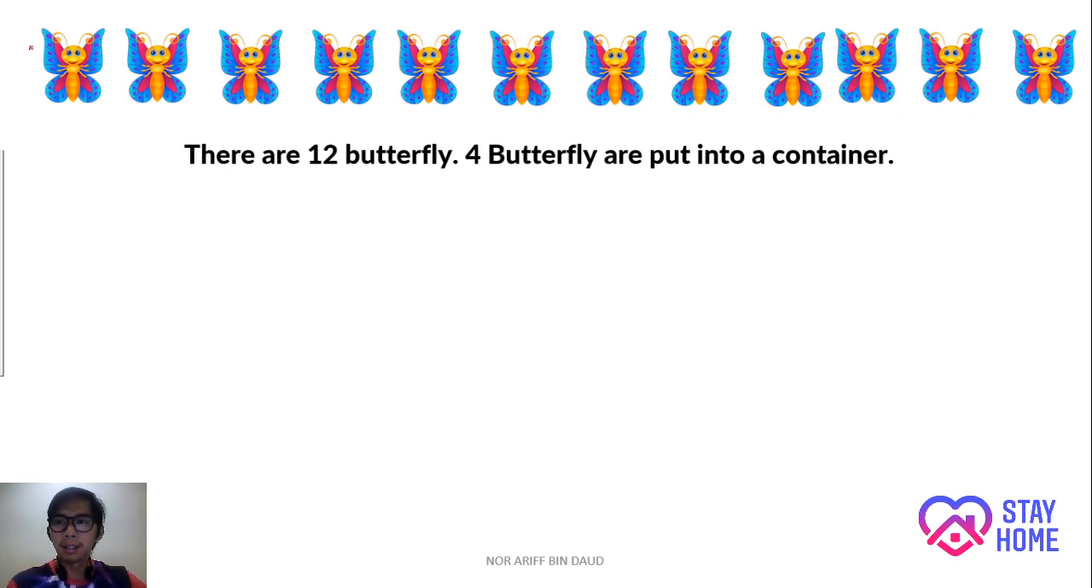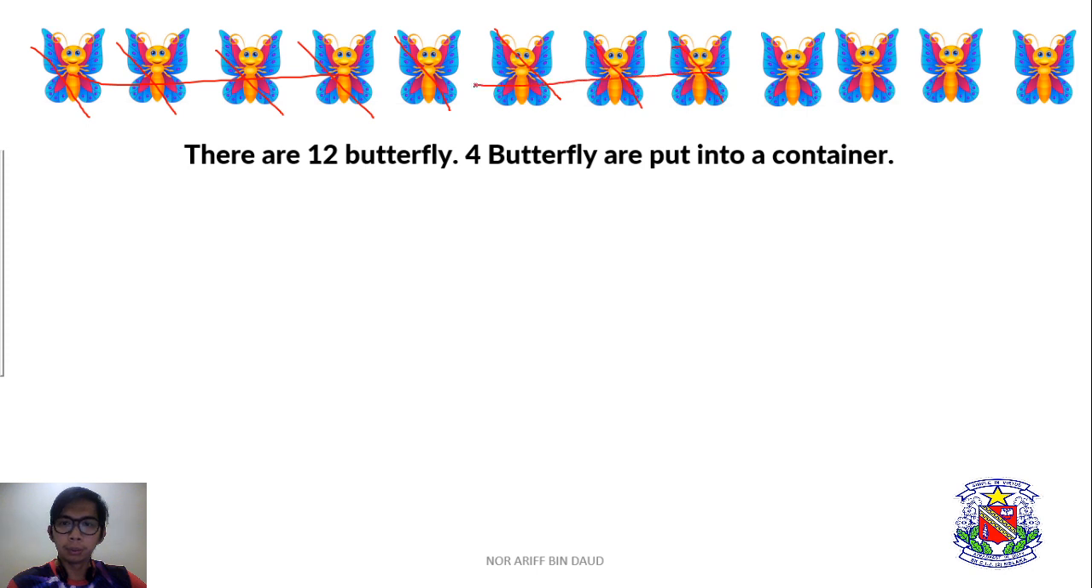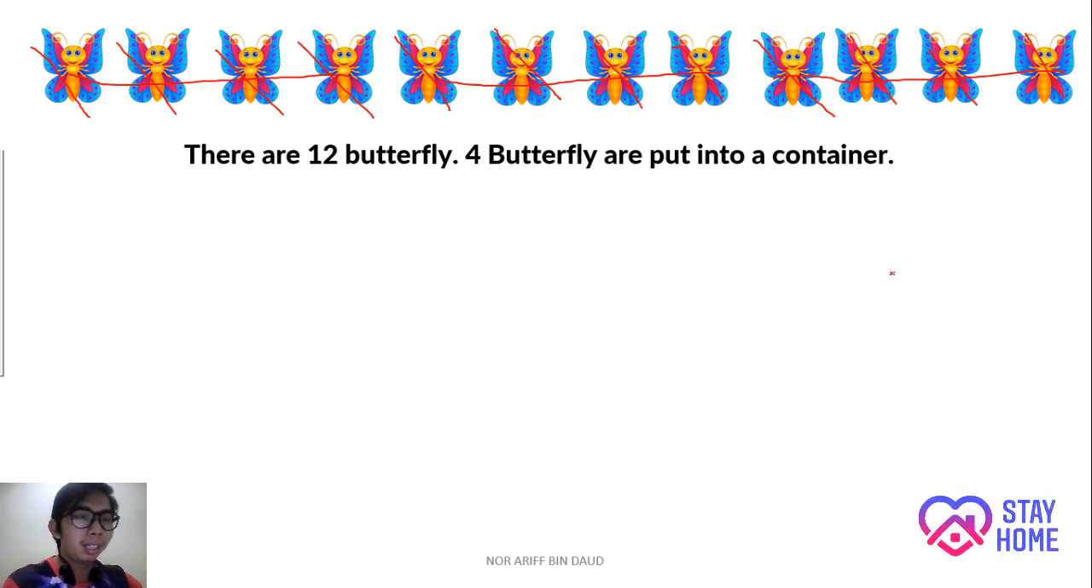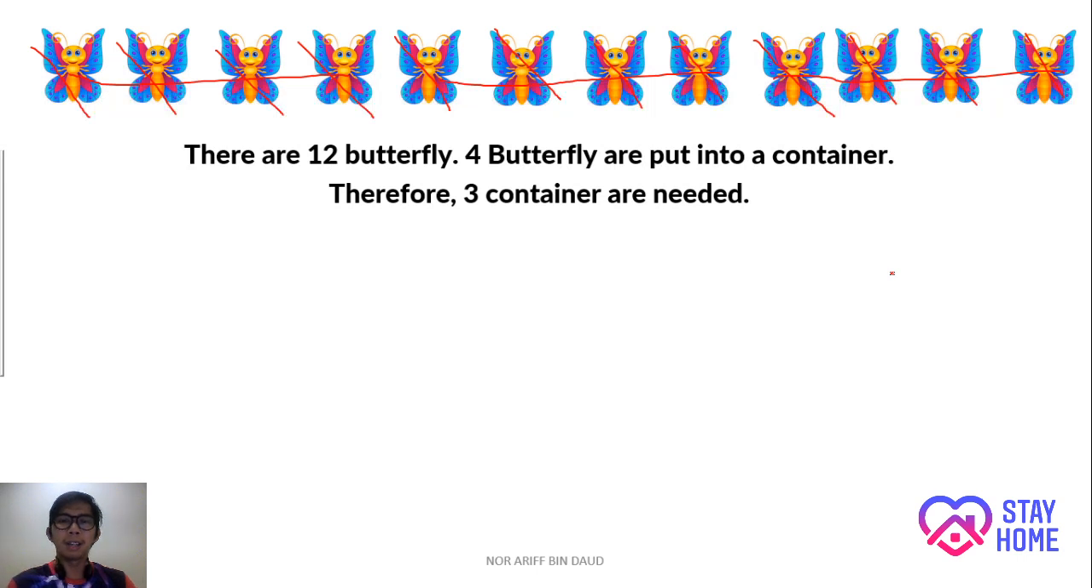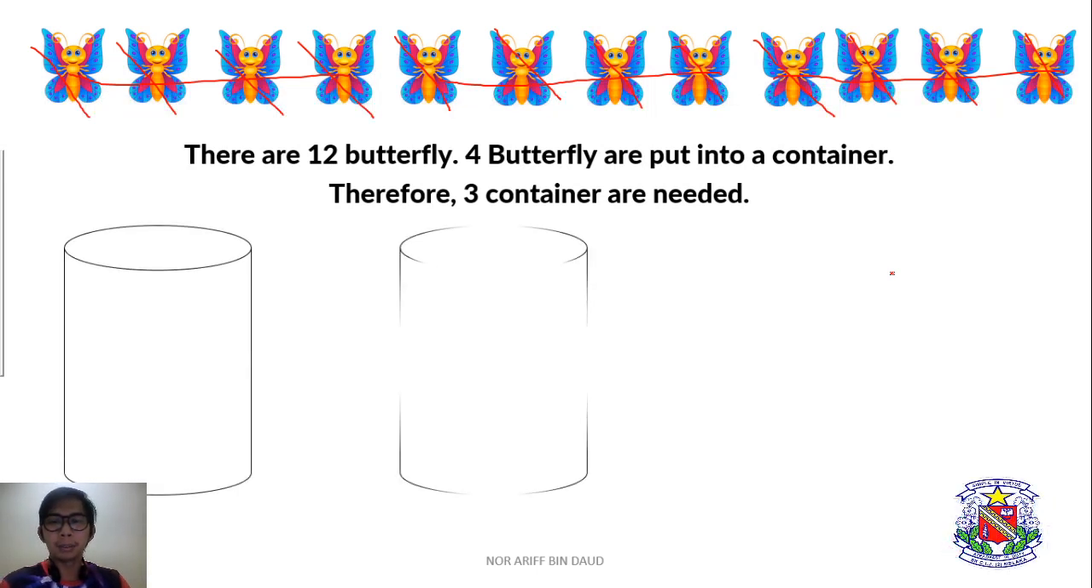Very easy. 1, 2, 3, 4. Okay, 1 group. 1, 2, 3, 4. 2 groups. 1, 2, 3, 4. So how many groups? Now we must have 3 groups here. So do the groups first. Therefore 3 containers are needed. Very good. Okay, now we're going up to 3 containers here.